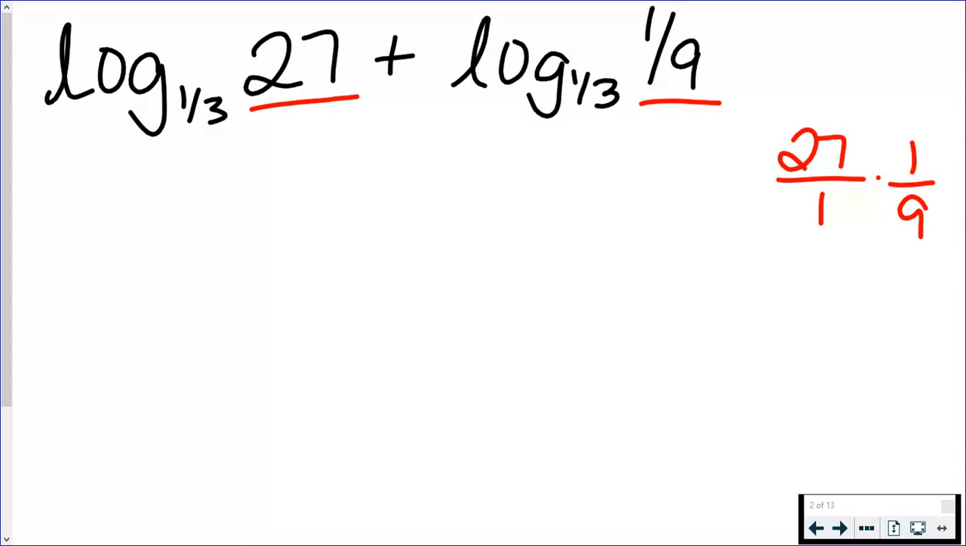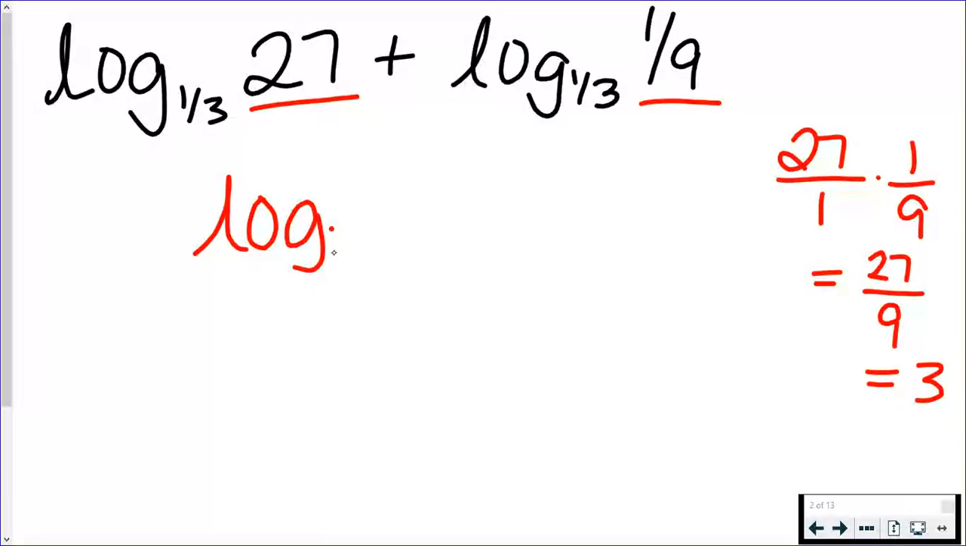If you're not super comfortable with multiplying, put the 27 over 1 so that you have two fractions multiplied together. Now you multiply straight across. That gives you 27 over 9, and that equals 3. So when you multiply 27 times 1/9, you end up with 3. I still have a base of 1/3, you don't change it. And now I need to figure out what this log is equal to.